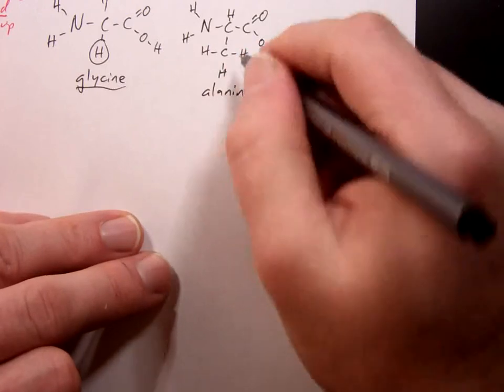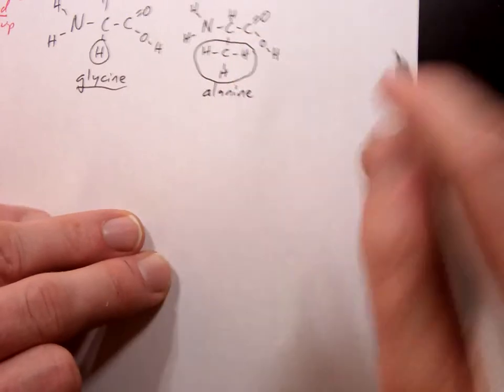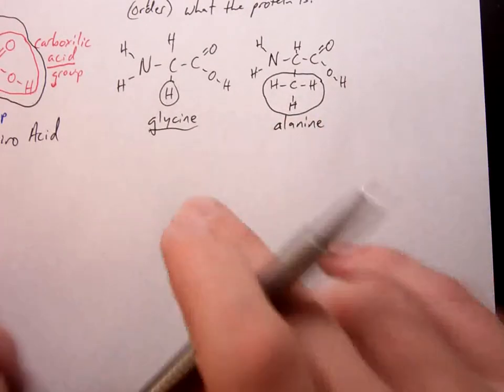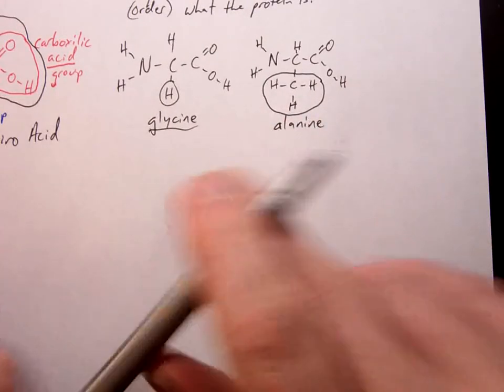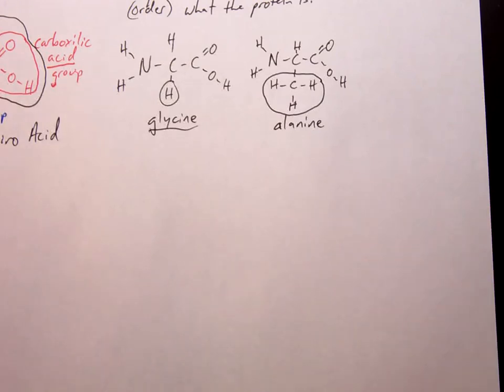And again, what makes it different is what's down here in the R group. Now, amino acids will be formed together in a reaction called a dehydration reaction. So this all happens during a process known as protein synthesis.